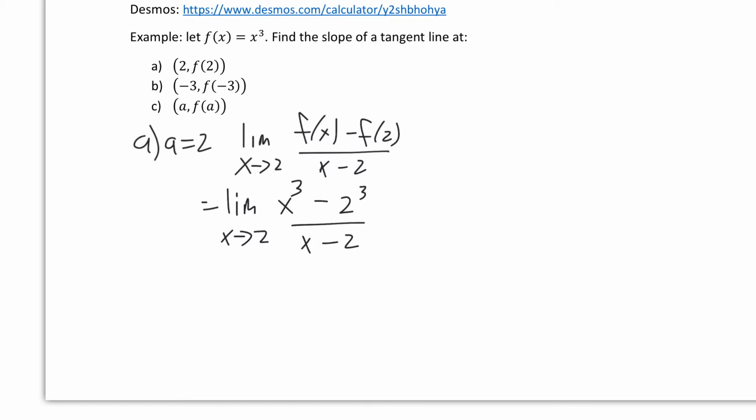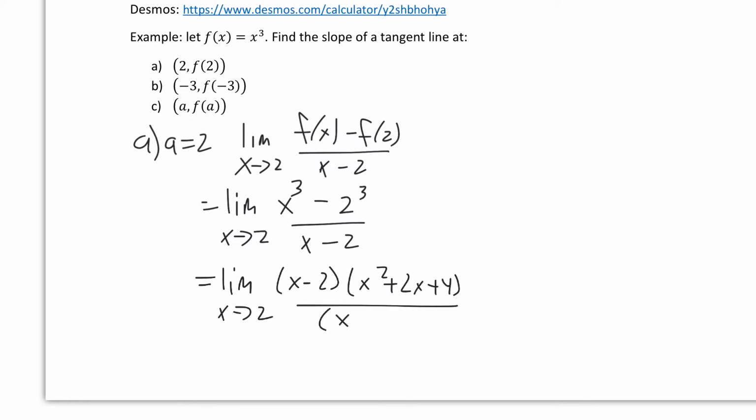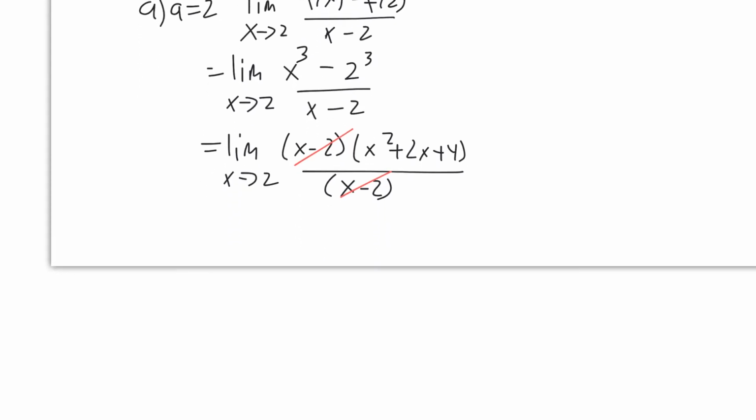Of course, if we try to plug in this limit, you're going to get 8 minus 8 over 2 minus 2, so you have to do more work. But it looks like the work we can do is a difference of cubes. Hopefully you remember your difference of cubes formula. It's x minus 2 times x squared plus 2x plus 4, over still x minus 2. Hey, it looks like we've got something to cancel. There's something in common, the x minus 2. So we're going to go ahead and cancel that out.